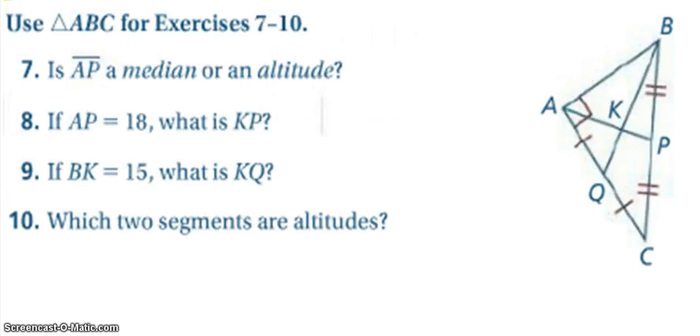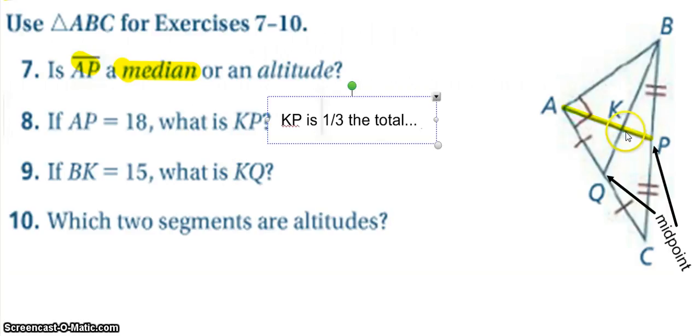So now to wrap up our lesson, try 7 through 10 completely on your own. Pause the video, come back when you have all of your answers ready. When we think about whether AP is a median or an altitude, we see that it goes to a midpoint, or the middle of our opposite side. We know that makes it a median.